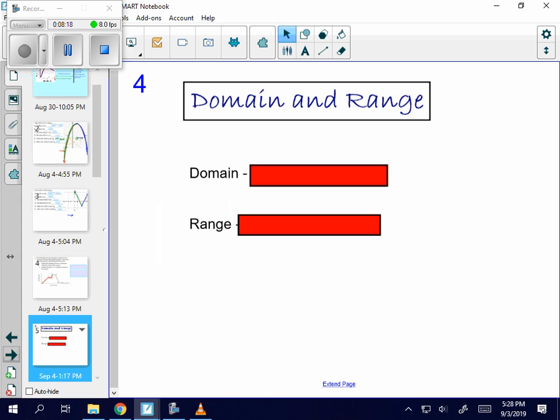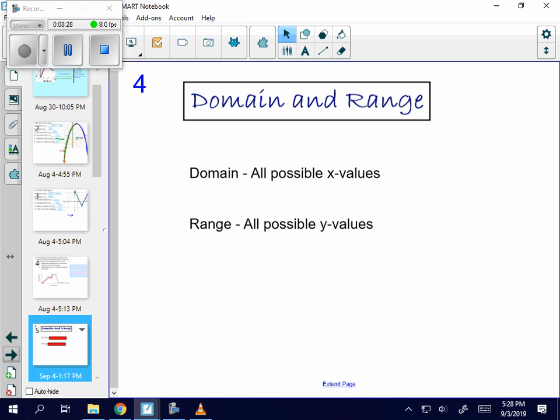Number 4, domain and range. Your domain, those are all your x values, all the possible x values. And the range, therefore, would be all the possible y values.